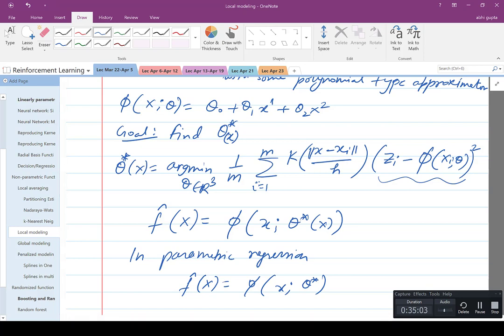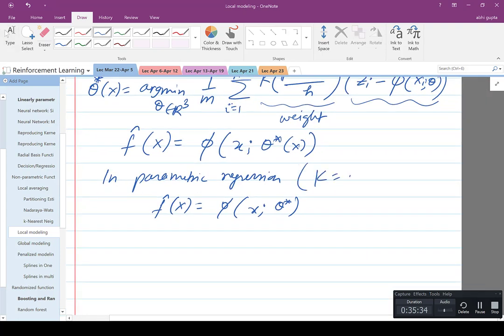So this is just the vanilla square minimization, but now you are adding a weight to this square function, and that makes it a non-parametric regressor. In the case of parametric regression, this weight was always equal to 1, so you were only minimizing the sum of zi minus phi of xi, theta, squared in order to find the value of theta star. So in parametric regression, k was equal to 1. So that's the local modeling part.